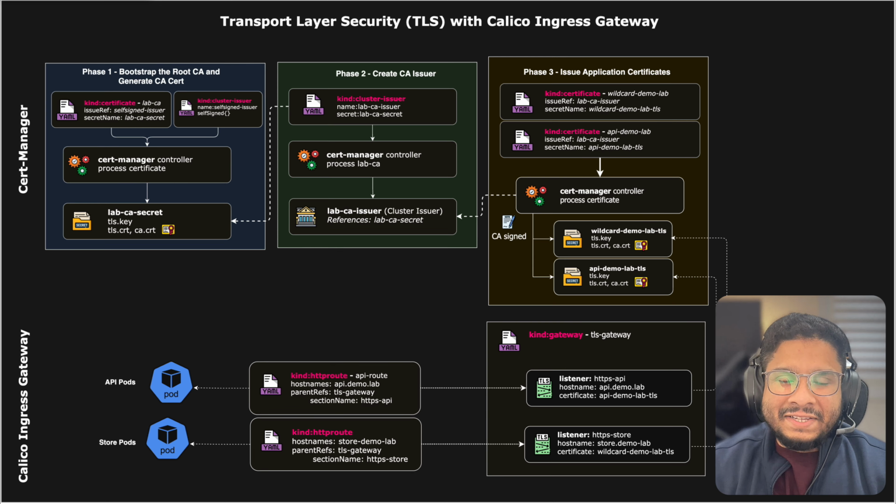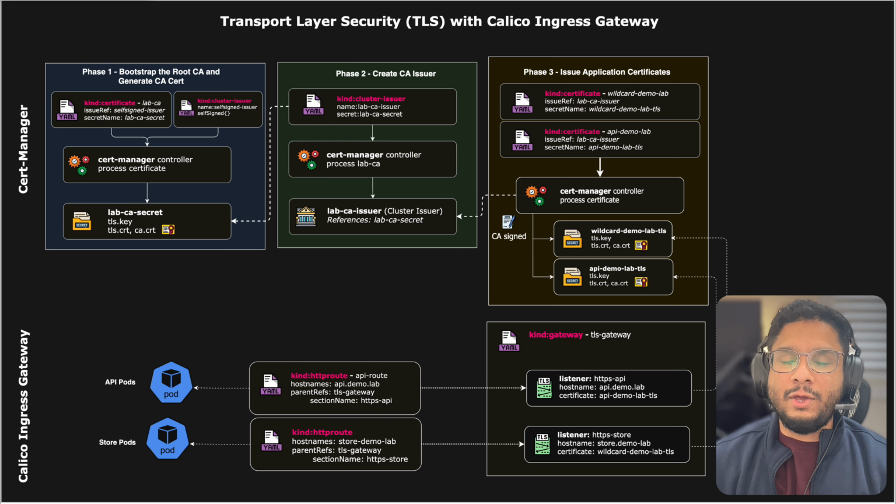Welcome everyone to the next lesson in this series, and in this video we will look at securing Ingress communication with transport layer security using Cert Manager and Calico Ingress Gateway. Now in the previous lesson we configured Calico Ingress Gateway, but the traffic from the client to the server was using port 80, which is not secure.